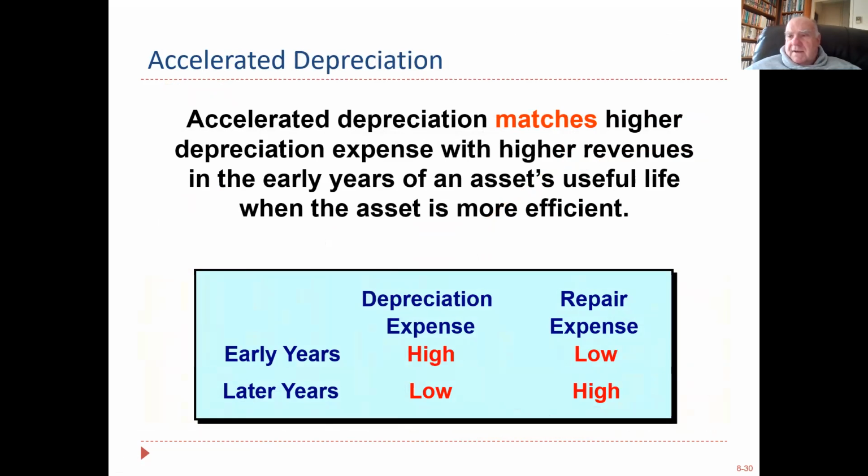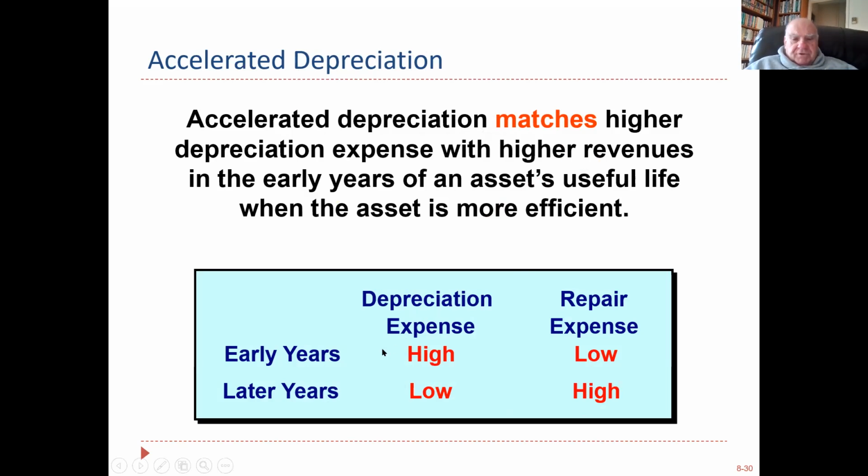Okay, here's one that has a little bit of a twist to it. It has one rule we need to understand. Accelerated depreciation matches higher depreciation expense with higher revenues in the early years of an asset's life when the asset is more efficient. Boy, that's a mouthful. What they're saying is this is an opportunity for companies to front load much of the depreciation expense in the early years and show very little depreciation expense at the end of the years.